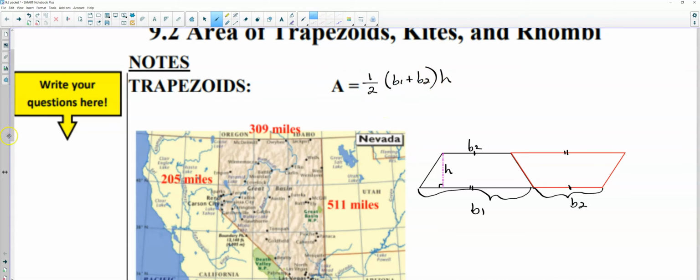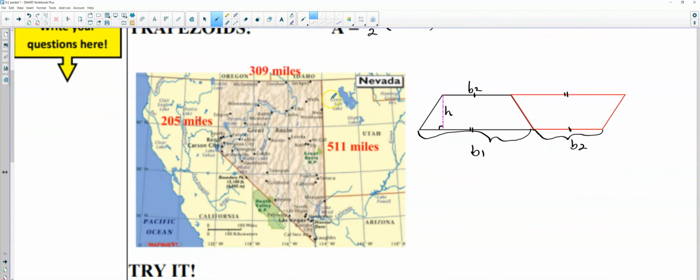All right, here's an example. Here is a trapezoid, approximately, because it doesn't go all the way here, so I would have to subtract that, but let's estimate that. We have the height, because this is perpendicular right there. So we have 1/2 times base 1, which is 511 miles, plus 205 miles, and that times the height, which is 309.